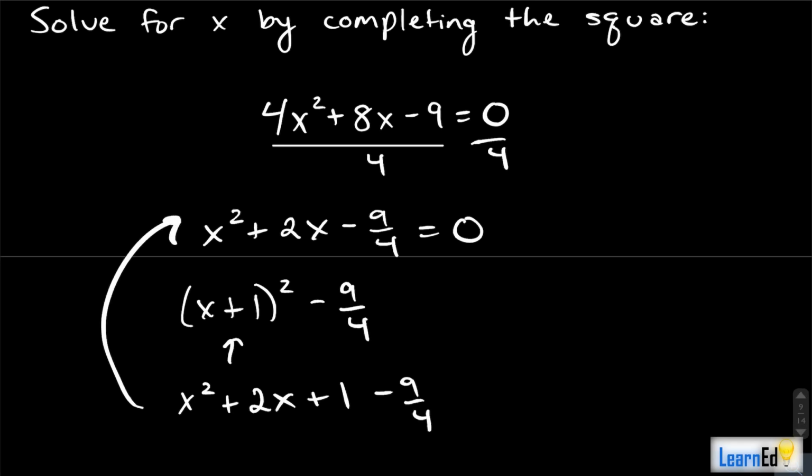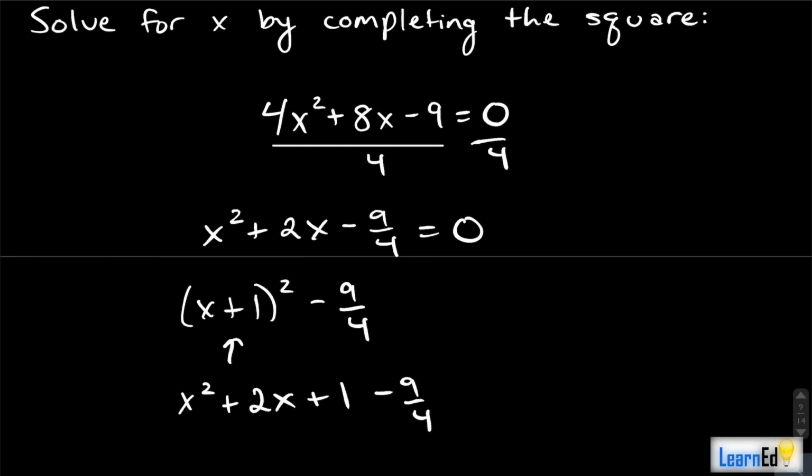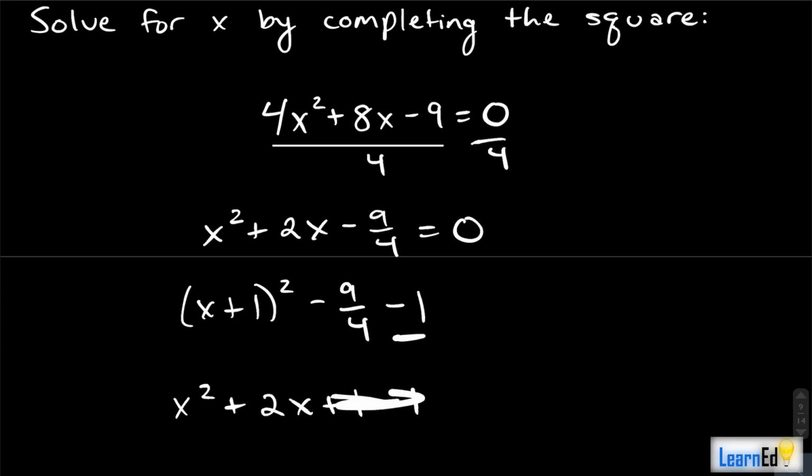But that's not what this equation is saying. This equation doesn't have a plus 1, right? So to make this equation the same as this equation, okay, all we need to do is subtract 1. Okay, now when we expand this, we get x squared plus 2x plus 1, and then that minus 1 cancels this plus 1 out. So we're just left with the exact same thing that we have up here.